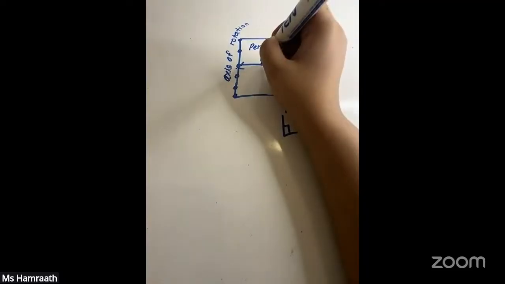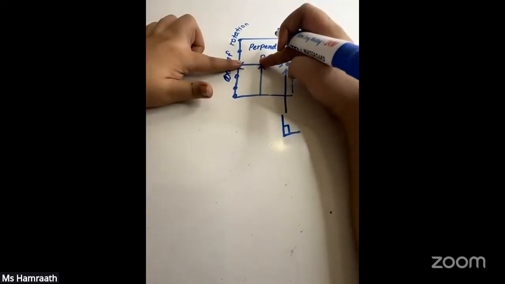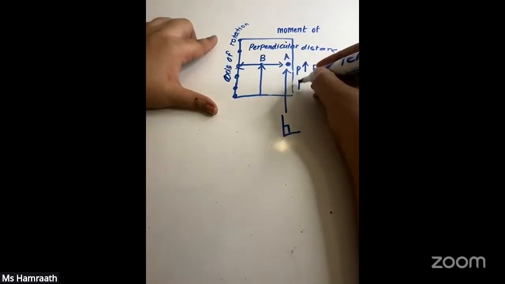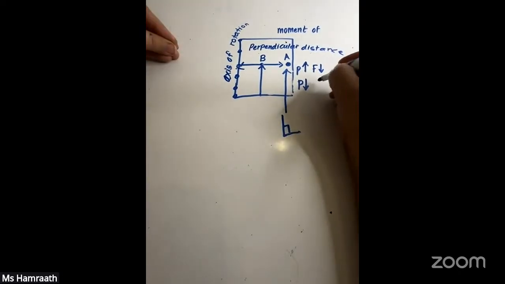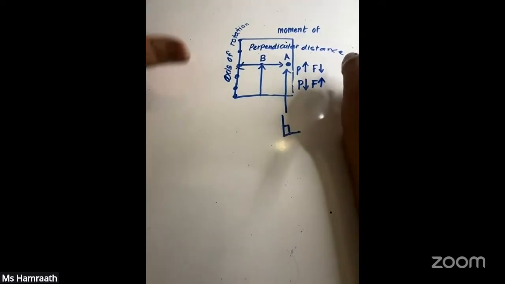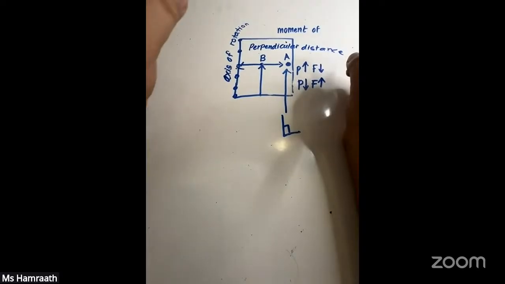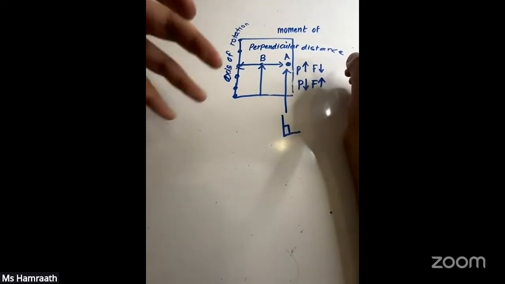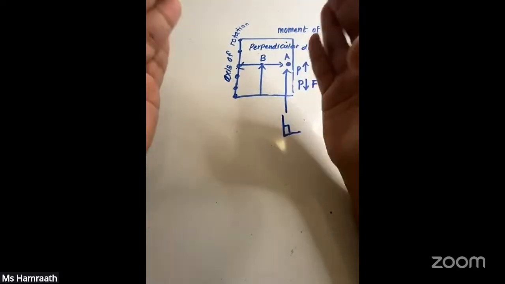Then if I'm applying the force at B, from here to here, what is happening? Look, the gap is becoming small. That means the perpendicular distance is decreasing. So when the perpendicular distance is decreasing, what is happening? The force is increasing. So whenever you try to open the door from the center, let's say there is no knob, you will feel it very difficult to open. Why? Because of the perpendicular distance.